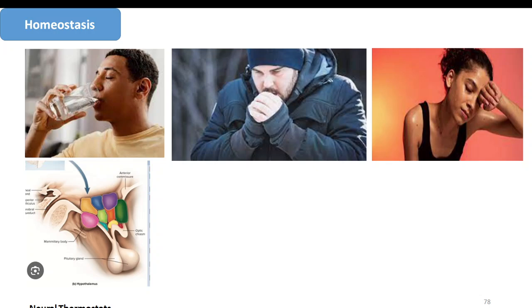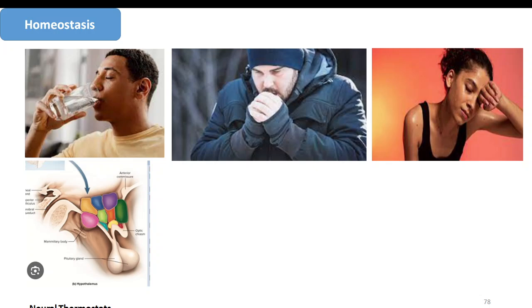Likewise, when you are in extremely low temperatures, the body has the natural mechanism to shiver, and shivering is the body's response system. Again, an incidence of homeostasis where you are made to realize that you are in extremely cold temperatures. You need to reach out to a more protected place that can keep you safe. And all this is because of the neural thermostats.